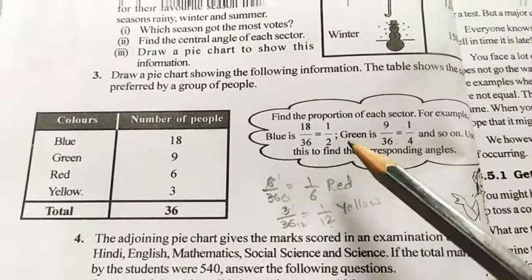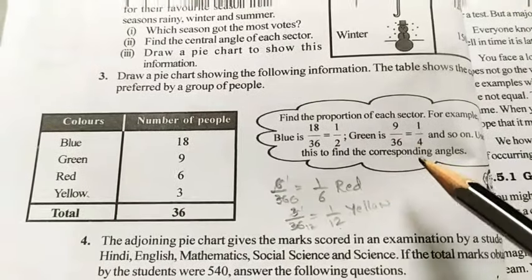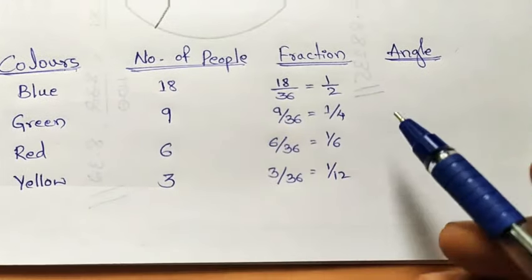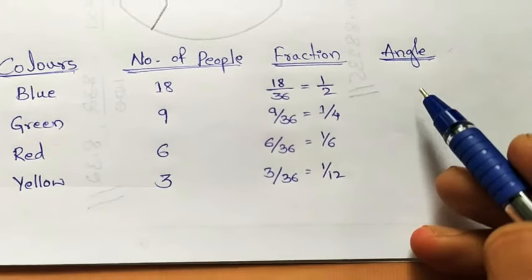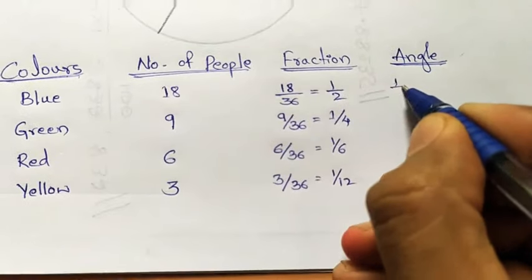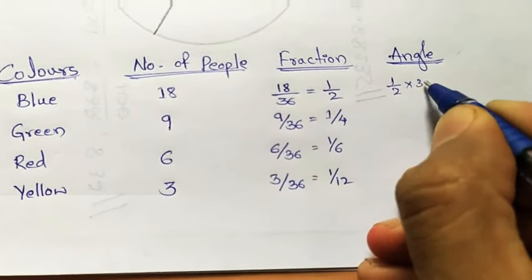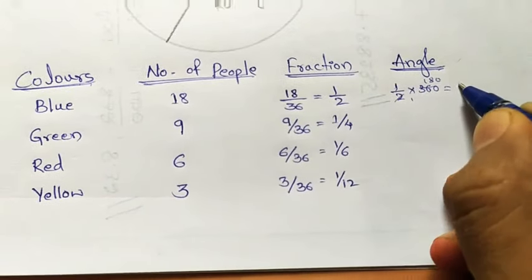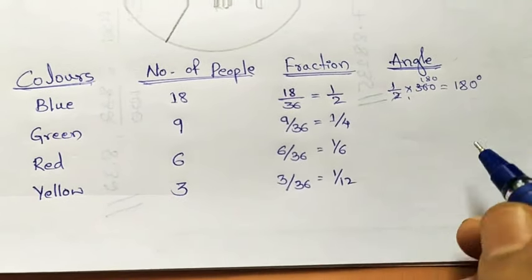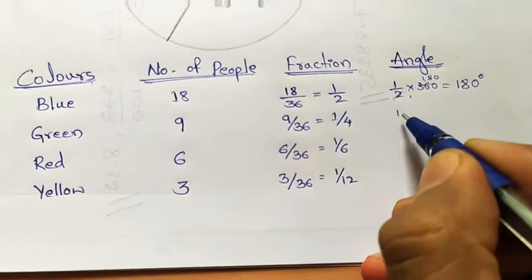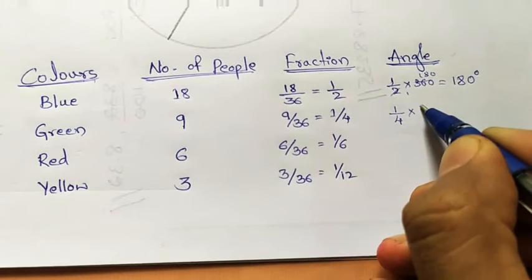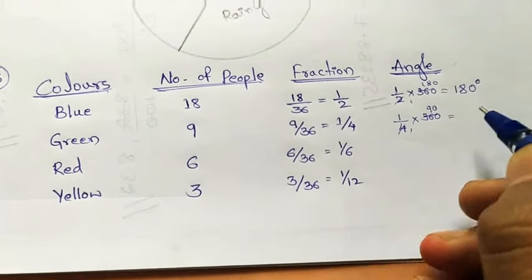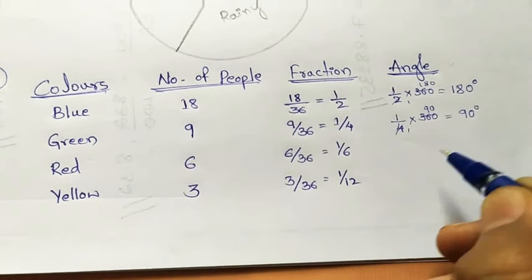So now make them to center angles. So like this you have to make the table. Directly I will find the angles. 1 by 2 of 360. Okay, 2 1s are 2, 2 8s are 16. So it will be 180 degree. Now 1 by 4 into 360. So 4 ones are 4, 4 nines are 36. So it will be 90 degree.